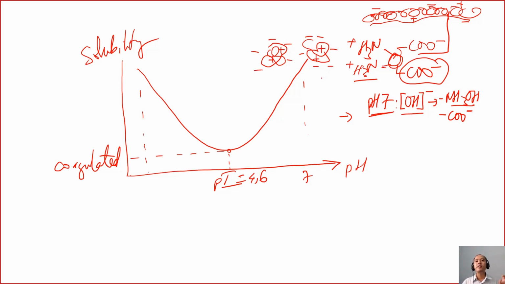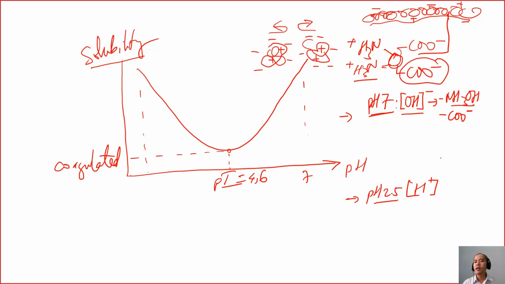Okay, and then negative and negative, when they come near together they will repulse from each other because they have the same charge. When they repulse from each other they stay away from each other, which means they are soluble.